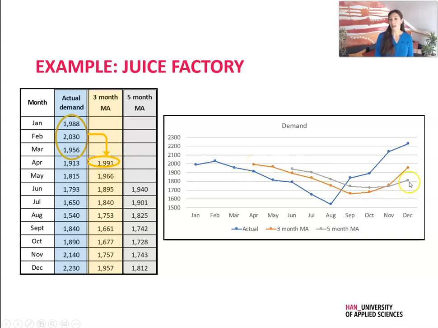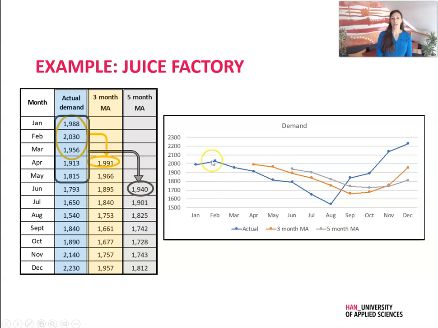Similarly, the gray line instead represents the 5-month moving average. And here it starts later, in June, because, of course, to do this formula I need 5 data points. And so I'm averaging January through May to predict June. So this 1,940 would be this dot right here.